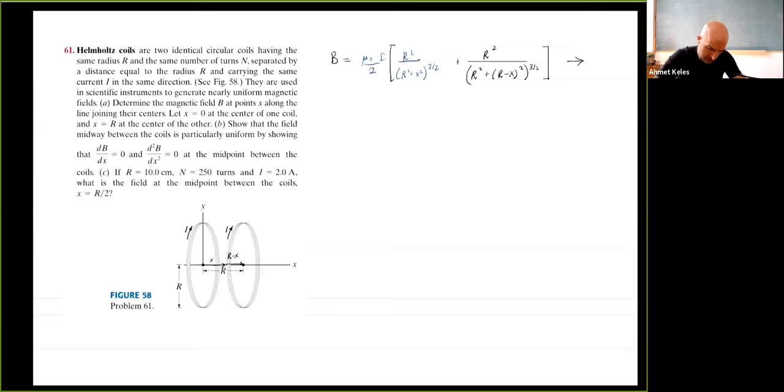So this is A. I just copied the circle. And now I also need to account for the number of coils. So the current is I, but there are n loops, so I'm going to multiply this by n.